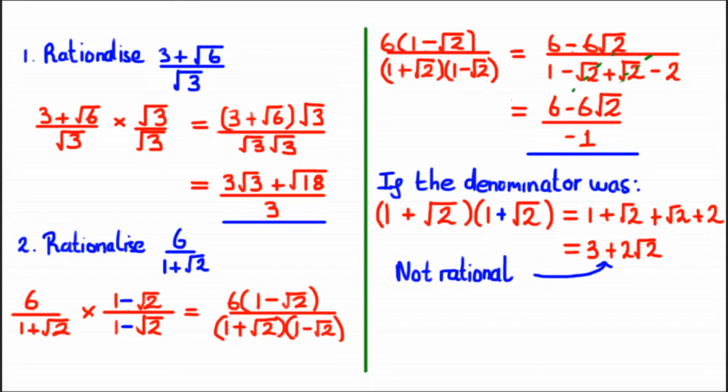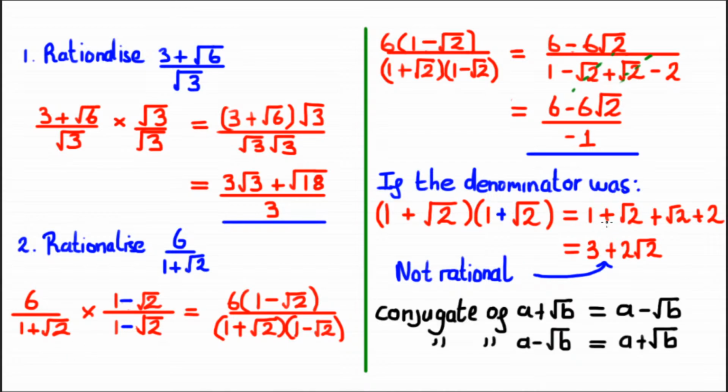So it's important to know that with these scenarios, you need to multiply the numerator and denominator by the conjugate. As a rule of thumb, the conjugate of a plus root b is equal to a minus root b, and the conjugate of a minus root b is equal to a plus root b. Okay, it's your turn, guys, now. Let's see who's going to be fastest off.